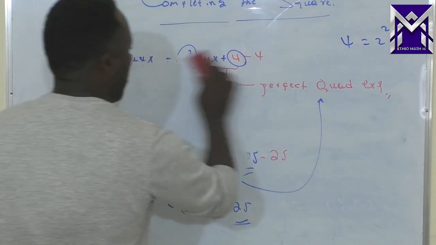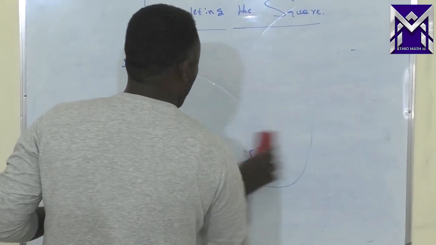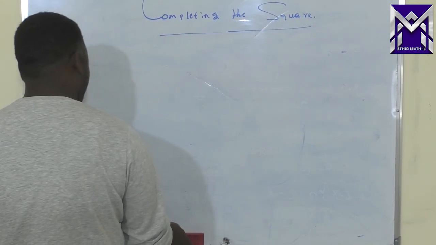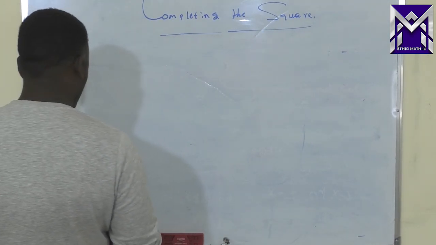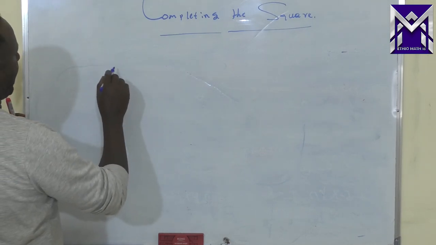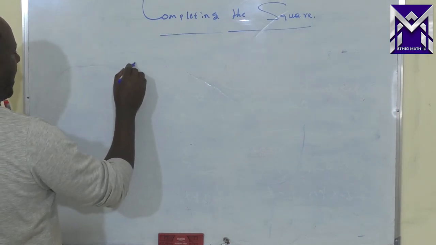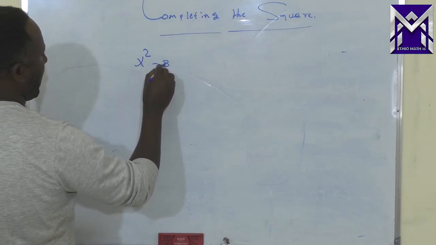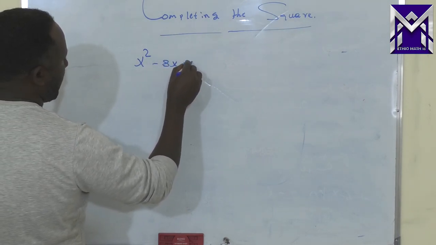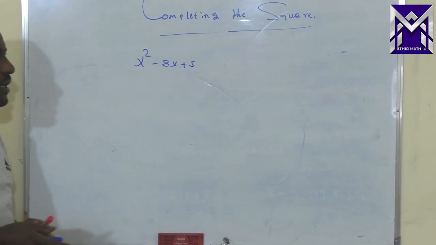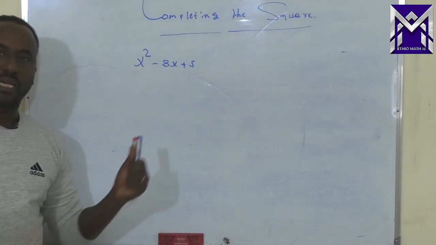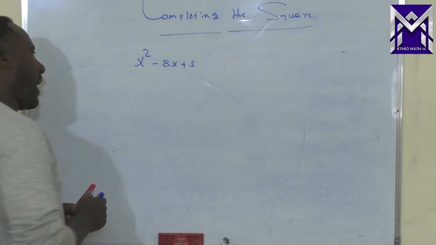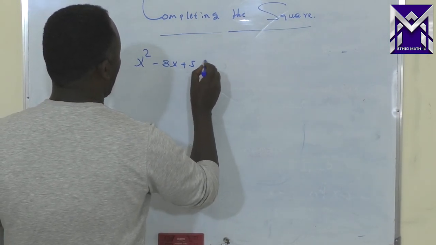Let me give you another problem, to show you how to find the completing the square of a quadratic. For example, another example: x squared minus 8x plus 5. How can we describe this one by completing the square? Again, what do I do? Let it be equal.